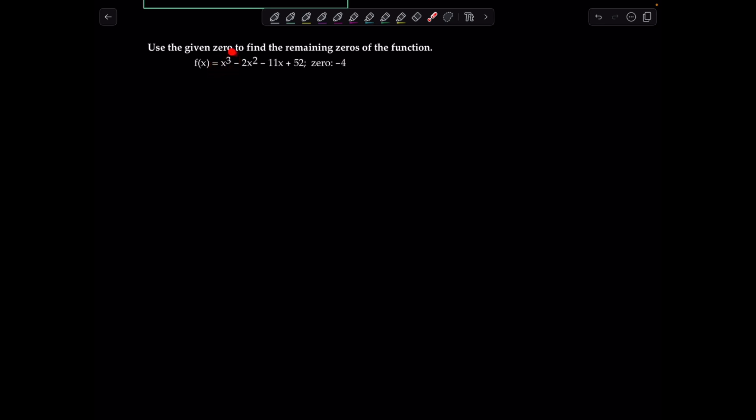You look at the highest power on the variable. They gave me 1 zero. That means I need how many more? 2 more, right? I'm missing 2. So this guy is degree 3. Now remember, if we were to factor f of x, I know since one of the zeros is negative 4, x plus 4 is a factor, right? And then I have 2 more zeros. I don't know what they are, sitting there.